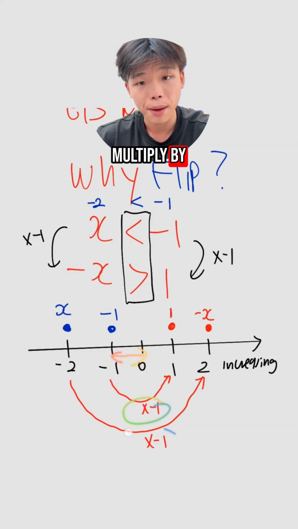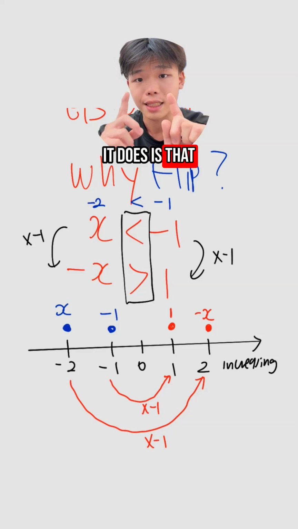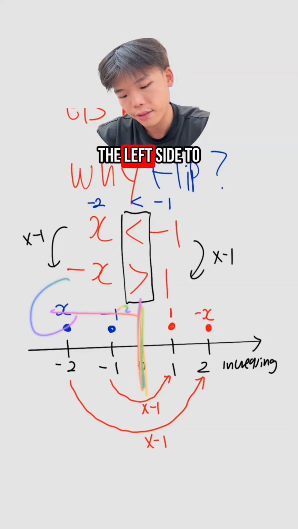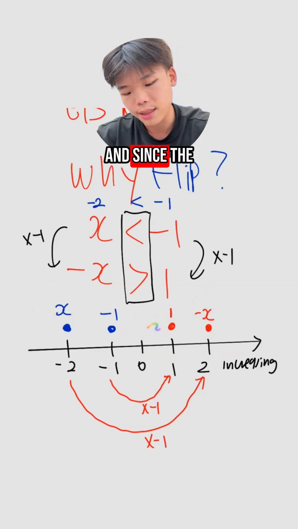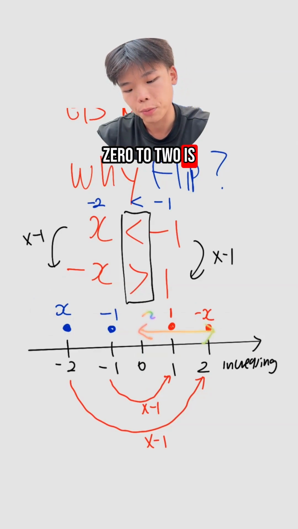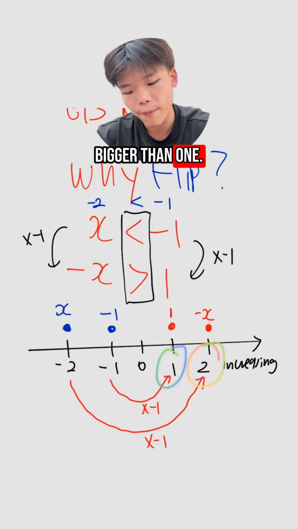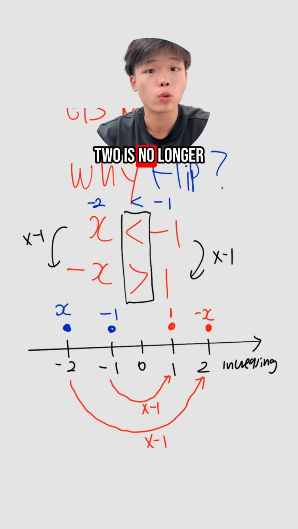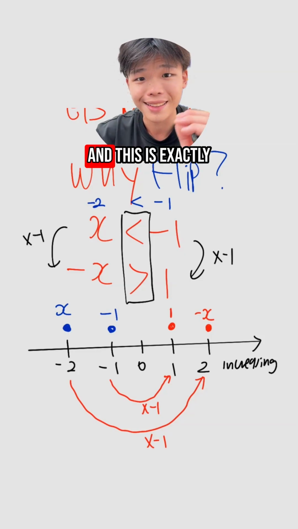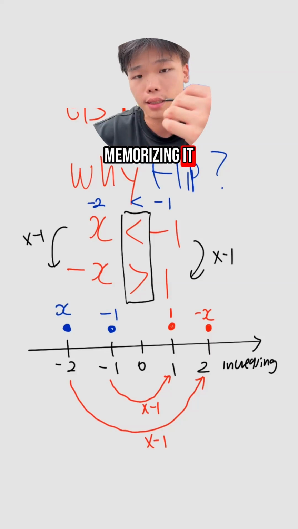So when we multiply by negative to a number, or negative number in specific, all it does is that it just changes the position on the left side to the right side, right? So now 2 is on the right side of 0, and since the distance from 0 to 2 is bigger than the distance from 0 to 1, that is why now 2 is bigger than 1, and since now 2 is bigger than 1, we actually flip the sign, right? Because now 2 is no longer smaller than 1, it is bigger than 1. And this is exactly how inequality works, in case you were just blindly memorizing it your whole life.